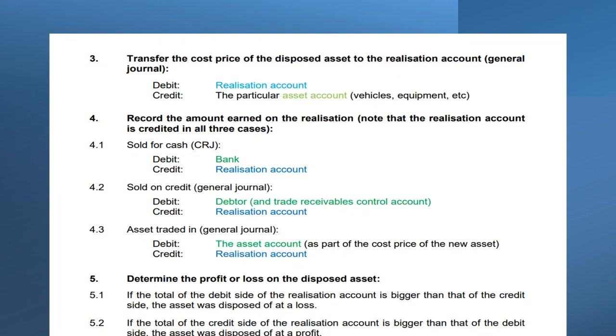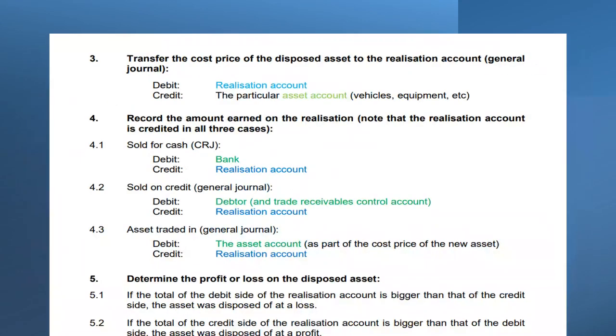In all these 3 cases, the common thing you need to know when you are recording the amount that you have earned on realization is that you will always credit your realization account. This is very important. So number 4 is dealing with the proceeds that you have earned when you are selling that particular asset.